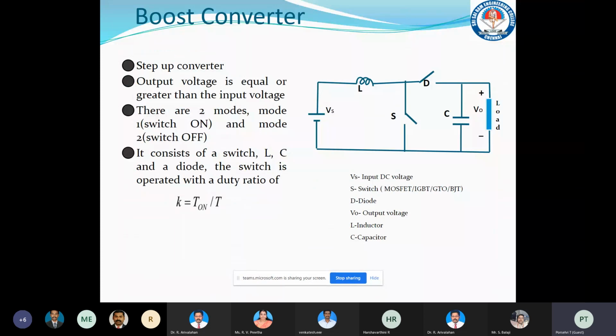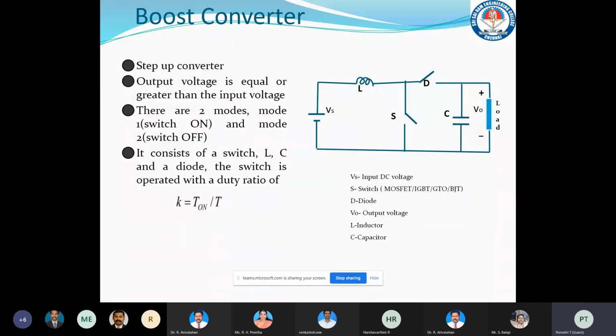Then the boost converter, this is the circuit for the boost converter. As the name indicates, this is going to step up the given input voltage. We will be able to get the output voltage which is greater than or equal to the input voltage. The circuit for the boost converter is shown.